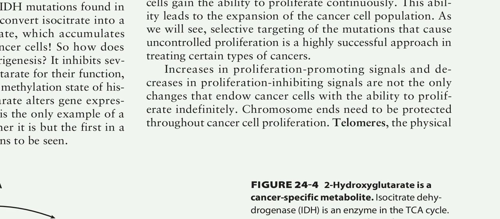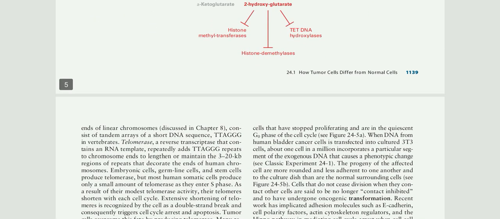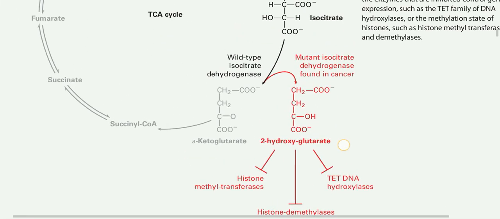As we will see, selective targeting of the mutations that cause uncontrolled proliferation is a highly successful approach in treating certain types of cancers. Increase in proliferation promoting signals and decrease in proliferation inhibiting signals are not the only changes that endow cancer cells with the ability to proliferate indefinitely. Chromosome ends need to be protected throughout cancer cell proliferation. Telomeres, the physical ends of linear chromosomes, consist of random arrays of short DNA sequences, TTAGGG in vertebrates. That we'll be learning later. But before that, we could see some major picture.